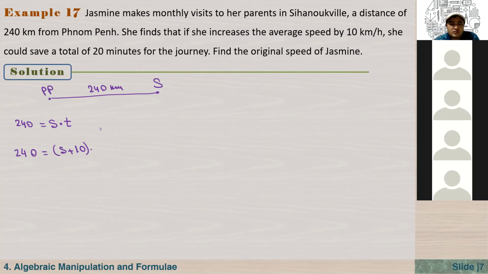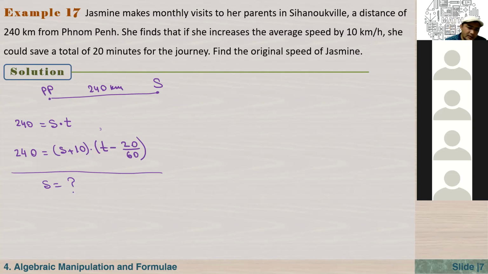She could save a total of 20 minutes for the journey. So that means it takes less time, right? T minus 20 minutes. But here our time is in hours, so I have to change these minutes into hours. 20 minutes is equal to 20 over 60 hours, which is equal to 1 over 3. Find the original speed. That means the question is, what is her original speed? Original speed is S, so we have to find S.